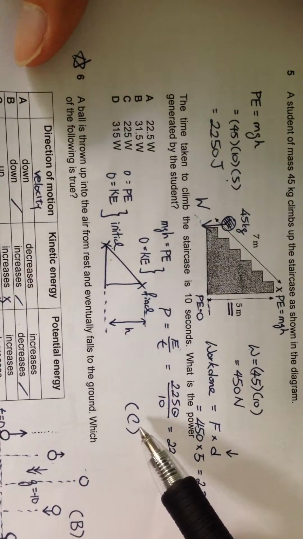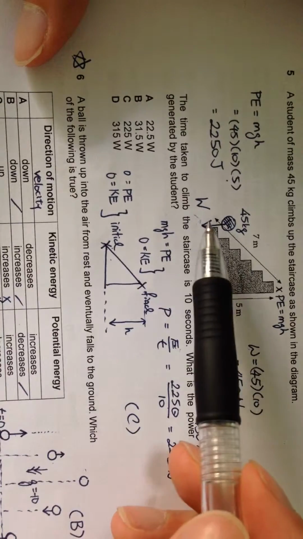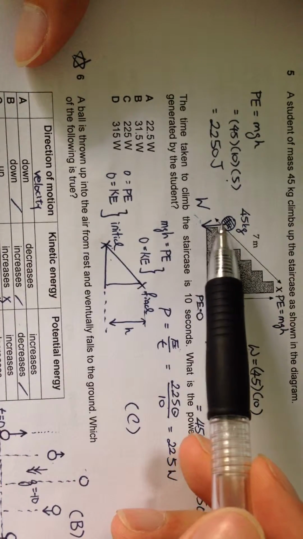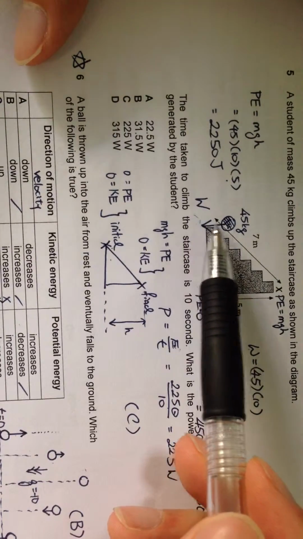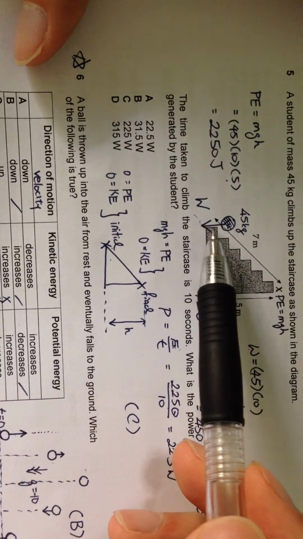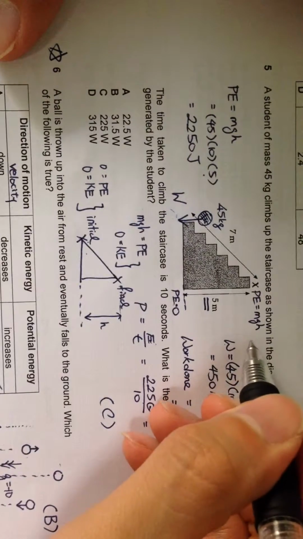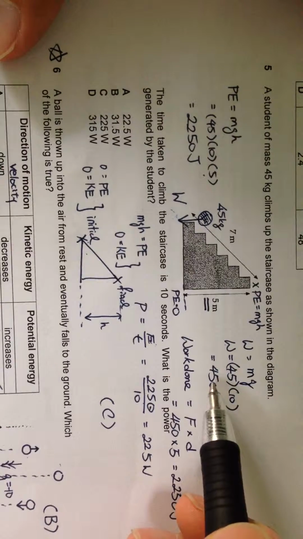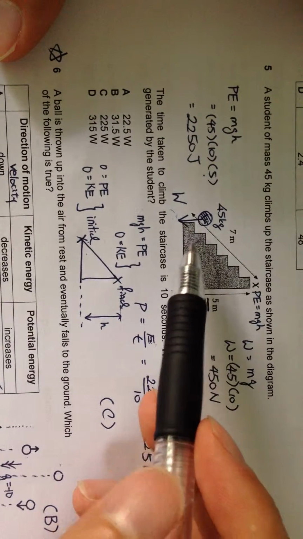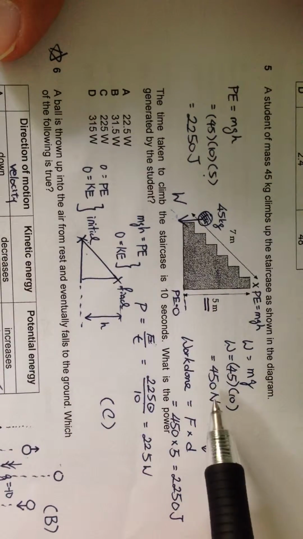Okay, so now there's another approach. The other approach is to look at this energy in terms of work done. So if you look at work done, at the bottom of the stair, the only force that is acting on the student is the force by the earth, which is the gravitational pull on the student. So the gravitational pull on the student is basically your W equals to M times G. So then you will get 450.